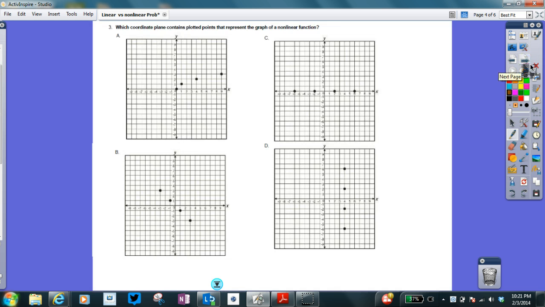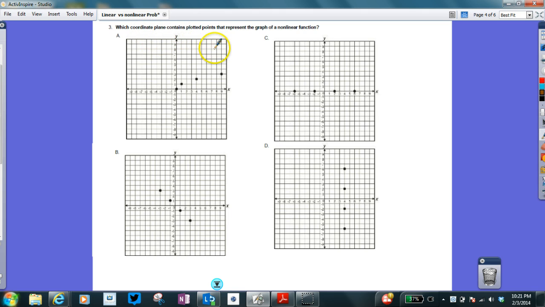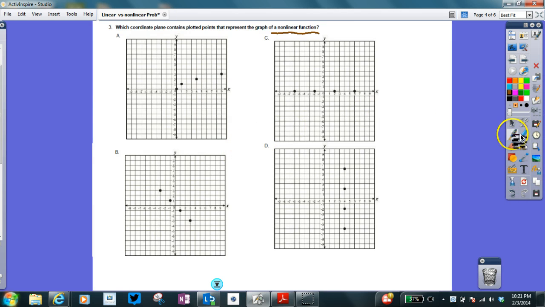All right, moving along to 3. That's awful small. Which coordinate plane contains plotted points that represent the graph of a nonlinear function? If I look at all these, I'm looking for which one is nonlinear. You have to pay close attention to the way these questions are asked, or they'll trick you. Well, let's look at each one of these.